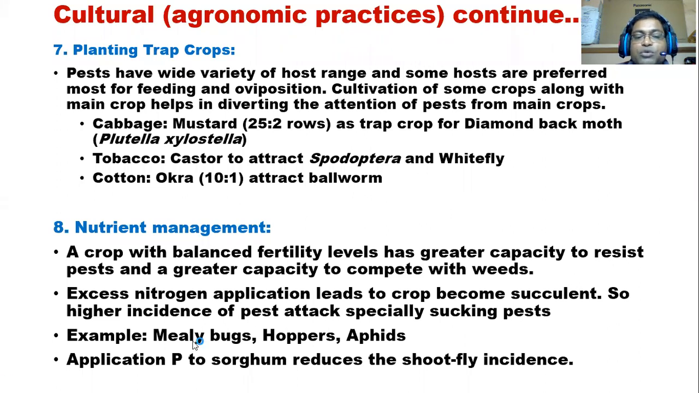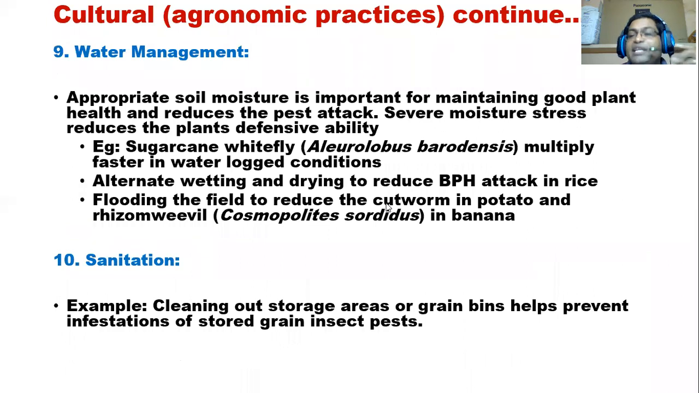And if you are applying a larger amount of potassium in sorghum, it reduces shoot fly attacks. In this way, you can minimize the pest incidence by maintaining balanced fertilizer management. With balanced fertilizer management, you can easily reduce the pest incidences.